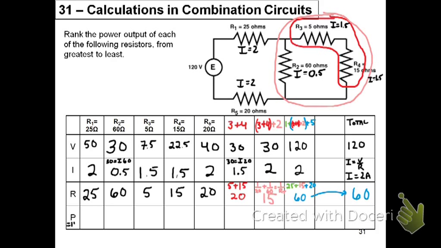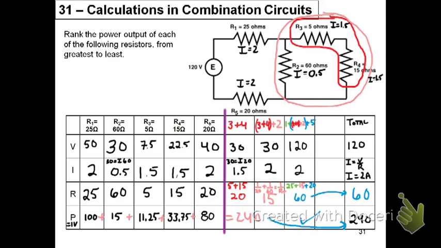From this point, we can now easily find our power for each of the resistors by simply taking the voltage times the current. If we do that for our total circuit, we should find that our power is 240 watts. 120 volts times 2 amps should give us 240 watts. And our power should be a sum of all the powers of the resistors. If we add those 5 resistors, we get 240 watts, which checks with our total.